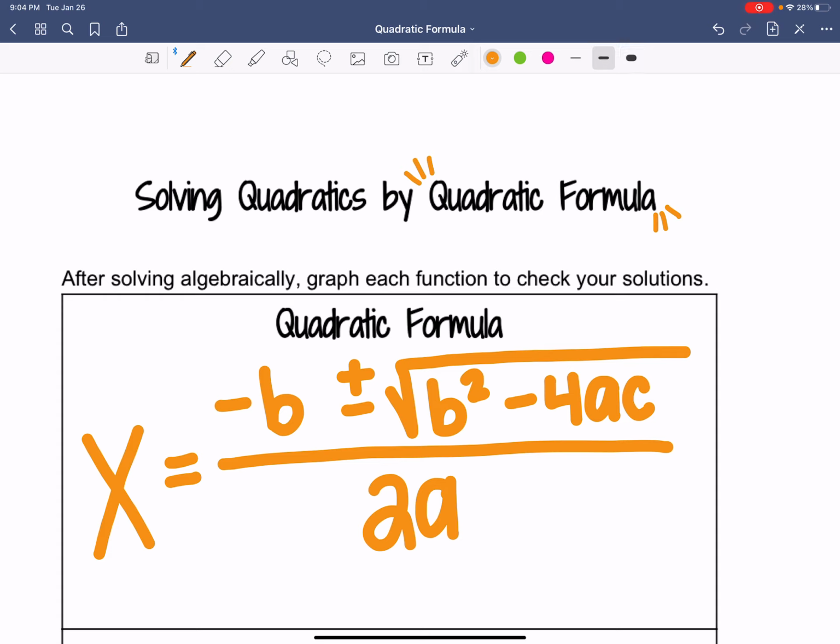This works as long as you have it in standard form. So you need to have ax squared plus bx plus c equals 0 in order to solve using the quadratic formula. So you just take your a, b, and c values and you plug them into the formula.